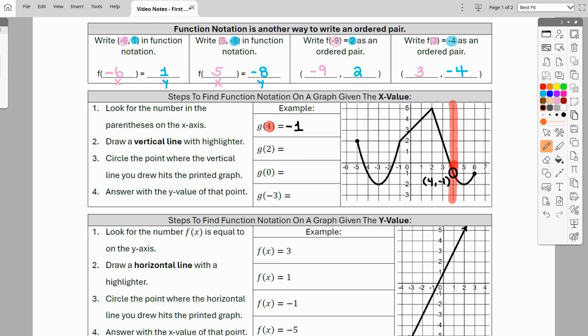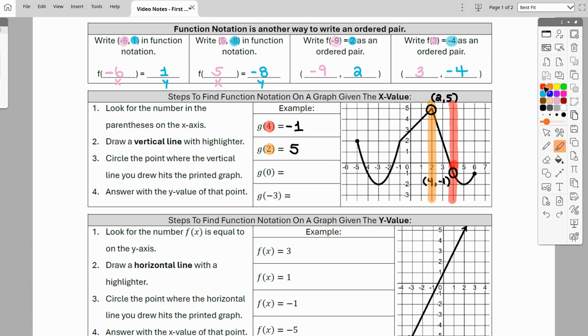Let's try the next one. Same steps. We start with finding 2. That's in the parentheses. That's my x-axis value. And I draw a nice vertical straight line up and down my whole graph. I circle where it meets the printed graph, which is this very top point. I'll name that point 2, 5. And I answer with the y value output of that point.